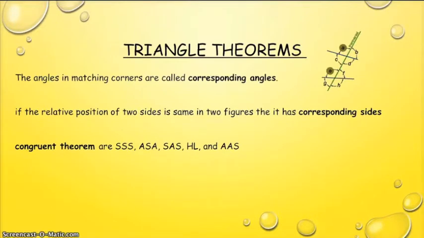The angles in matching corners are called corresponding angles. If the relative position of two sides is the same in two figures, then they are corresponding sides. The congruence theorems are side side side, angle side angle, side angle side, hypotenuse leg, and angle angle side.